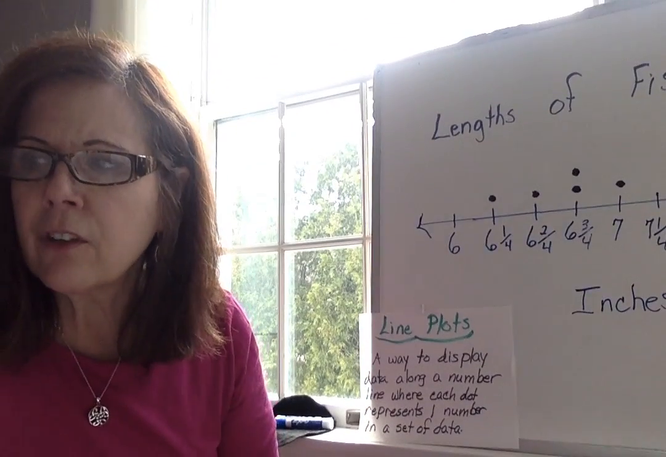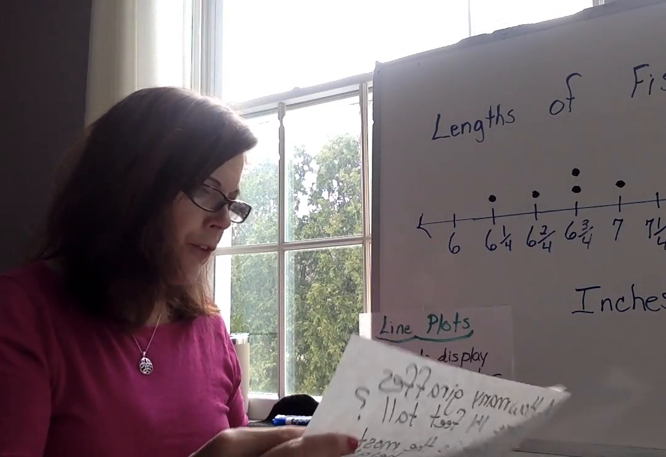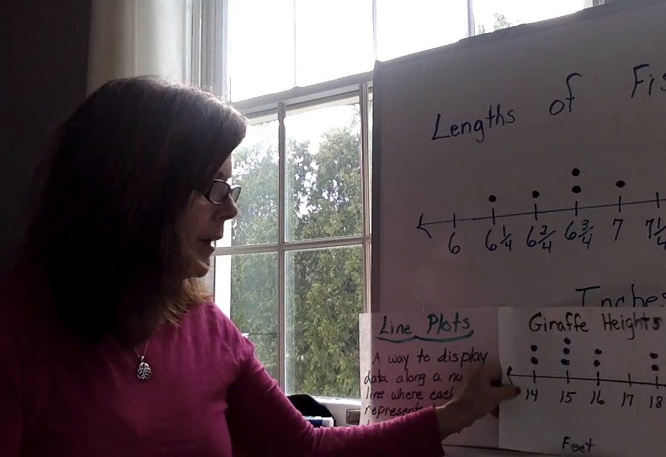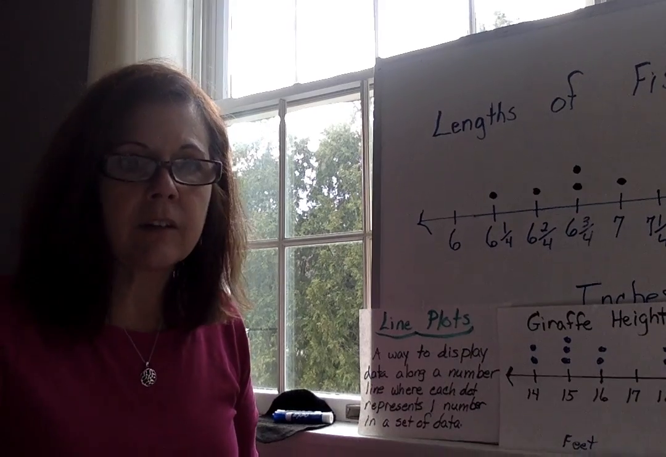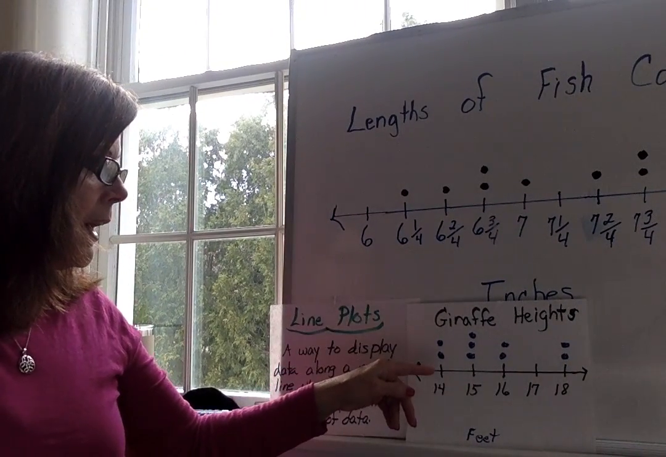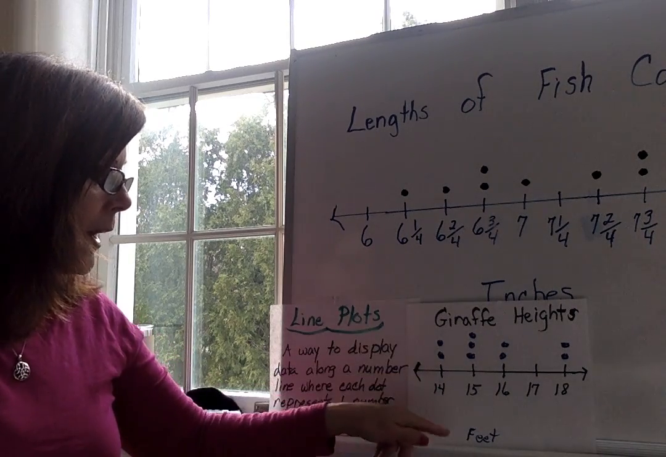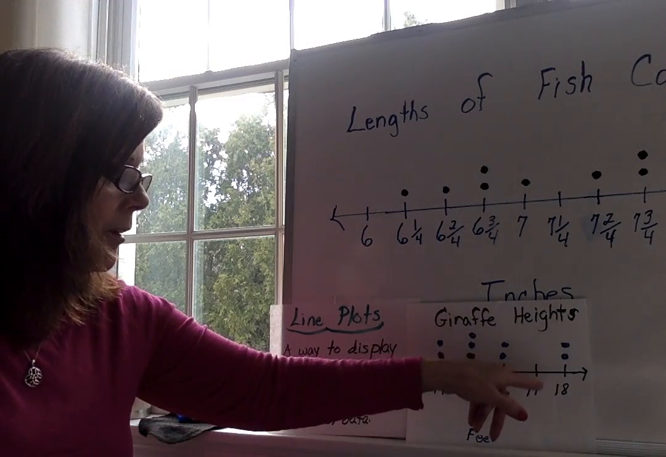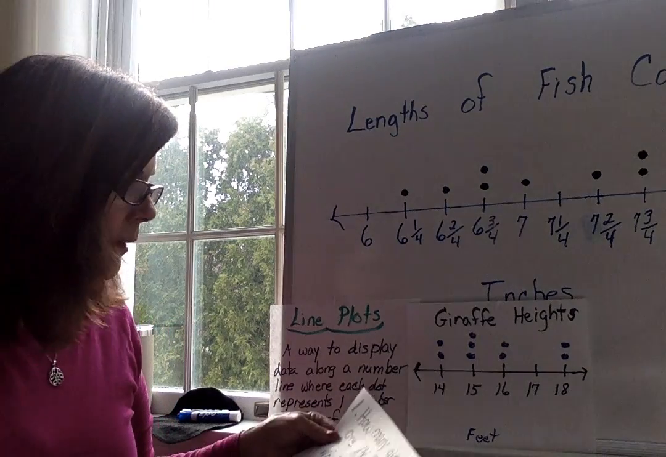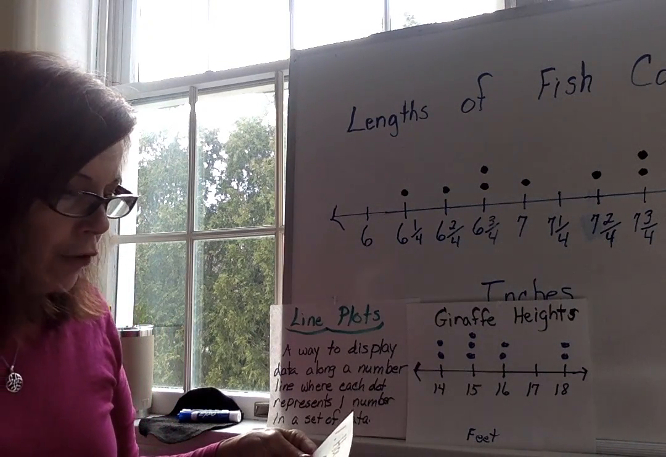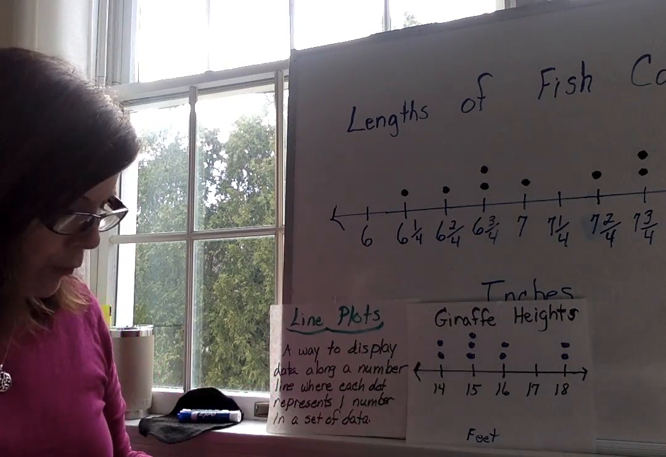All right, so we're going to just do a review from yesterday. We're going to talk about those giraffes again. Here we have our line plot from yesterday. Hopefully you can see it. So we have all of the different numbers. Like for 14 feet we have 2 giraffes, 15, 16, then 18 feet we have 2 giraffes too. Each of those dots represents a giraffe. In looking at that line plot, how many giraffes are 14 feet tall? Well, all you have to do is go to the number 14 and you can see there are 2 giraffes.